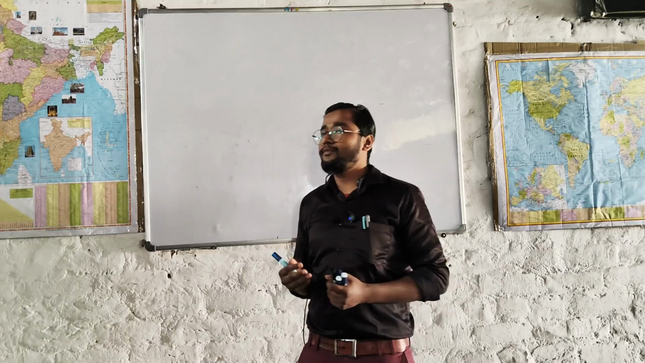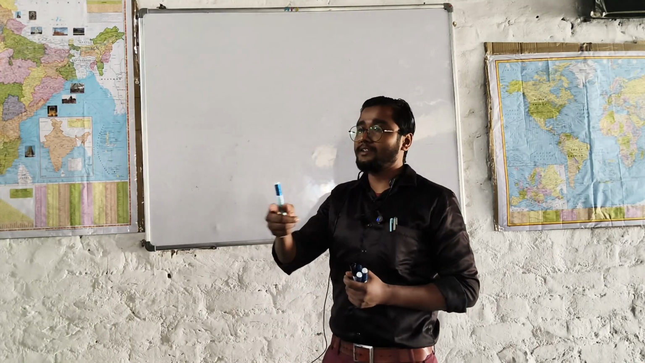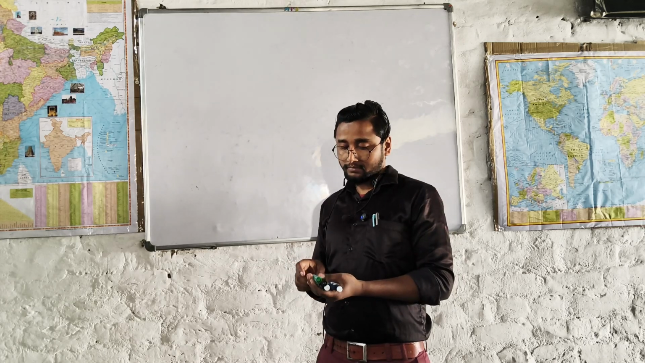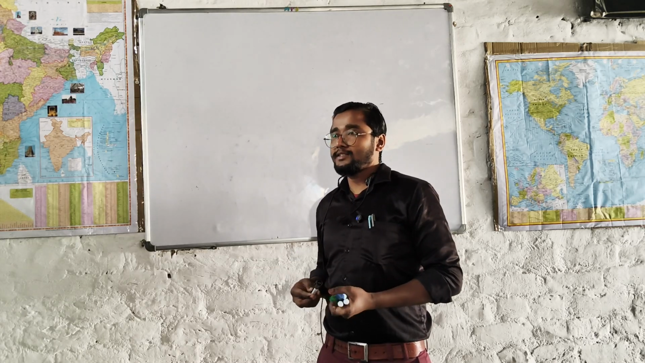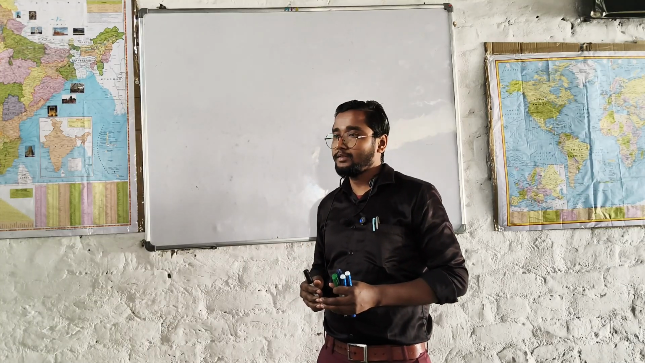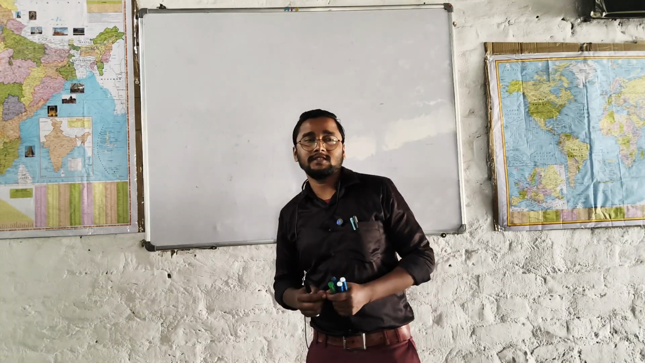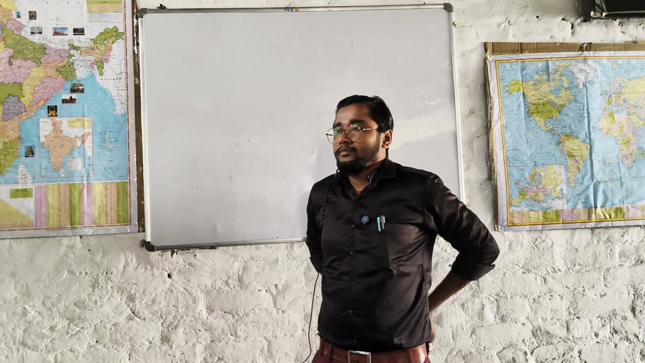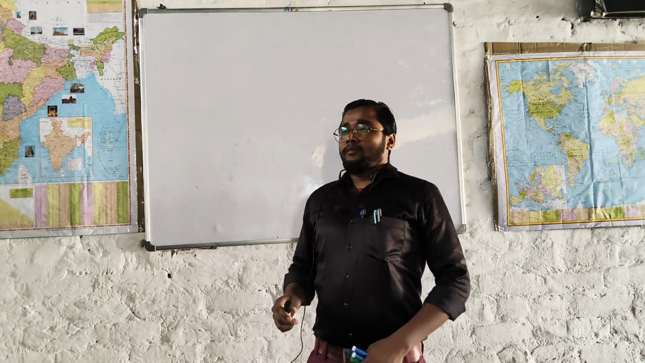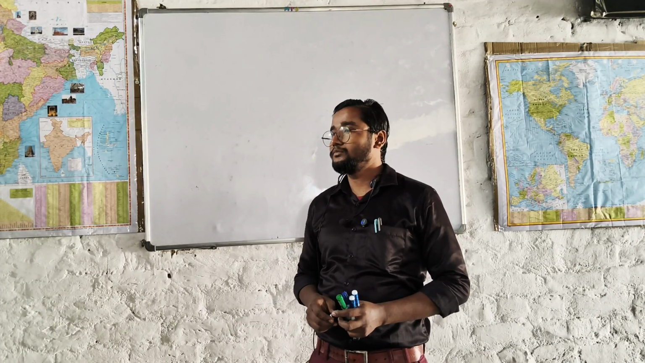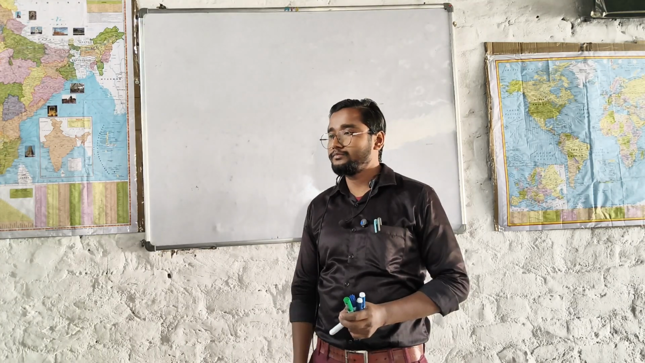So the question is saying, find out the greatest number that will divide 40 and 64. Okay, everybody put your hand there. 6.1, question number 7, I think. Okay, question number 7 first. Word problems. Read out, everybody. One more time.